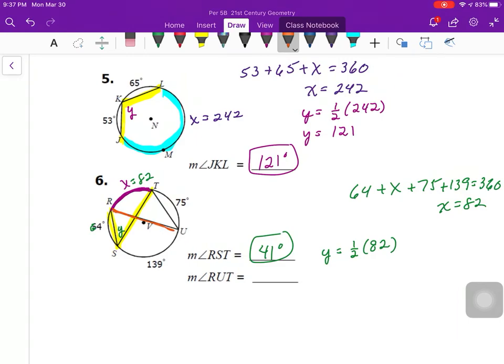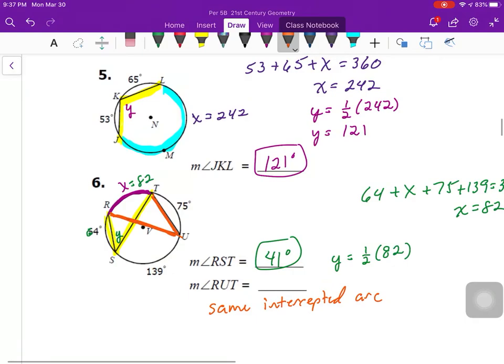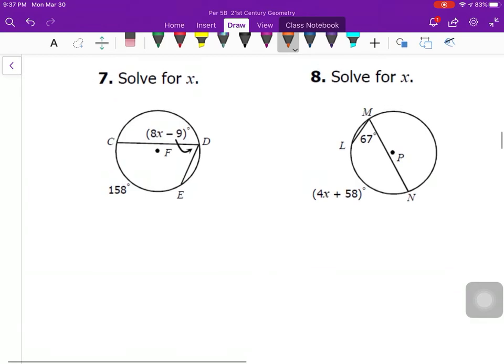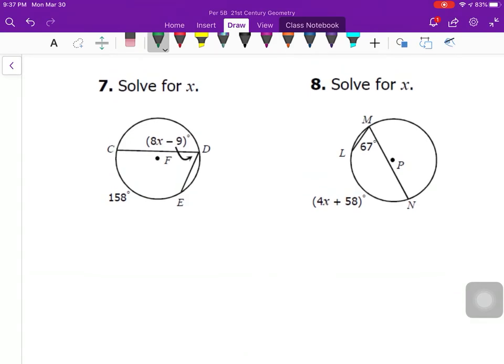And now let's talk about RUT. I have a feeling we can get RUT pretty easily without even doing any calculations. RUT is this orange one right here. It has the same intercepted arc. So it's going to be the same. It's going to be 41 degrees. Two inscribed angles with the same intercepted arc will be equal or congruent to each other.